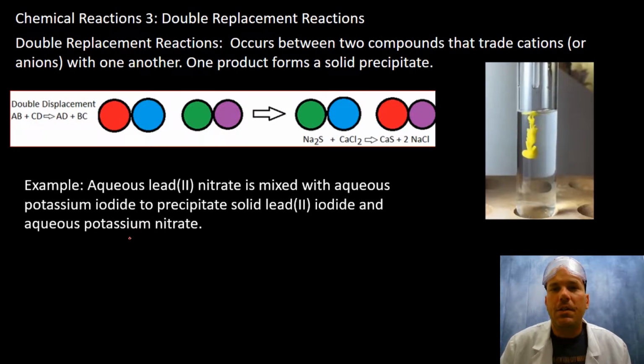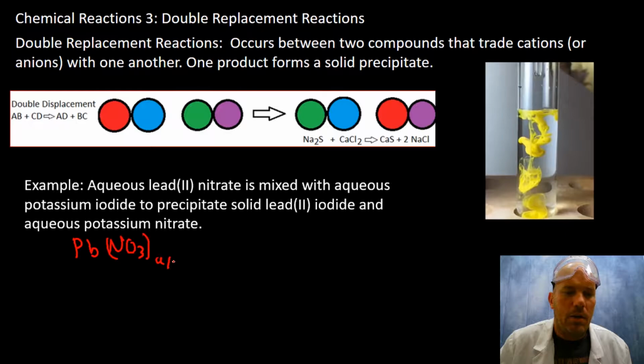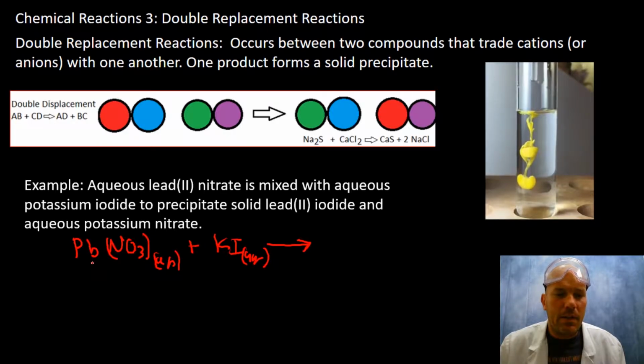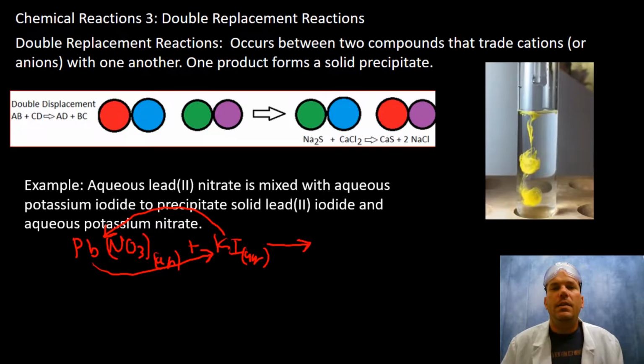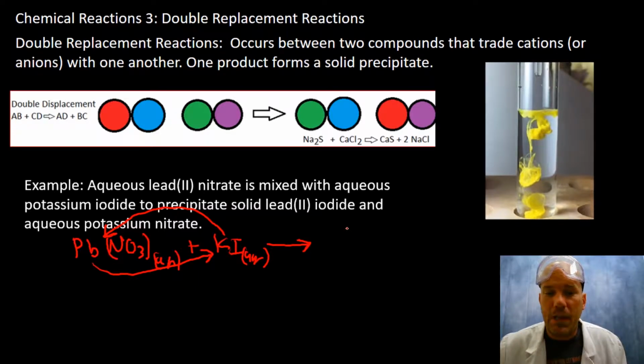This is really cool, and you're going to get to do this in class if we haven't already done it, where we're combining aqueous lead 2 nitrate. Lead 2 nitrate, aqueous, remember both reactants are aqueous, is mixed with aqueous potassium iodide. And that is going to yield... So what we're going to see here is this is going to come in here. This guy's going to come over here. And it's analogous to two couples dancing and they switch partners. That's exactly what's happening here.